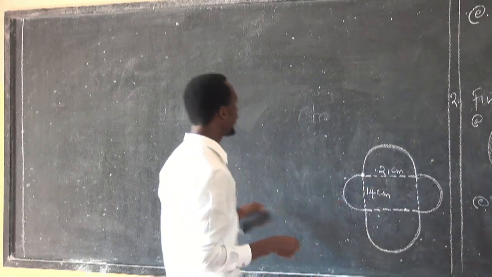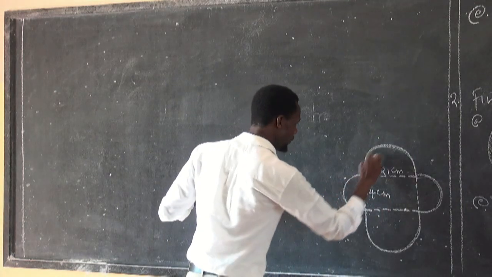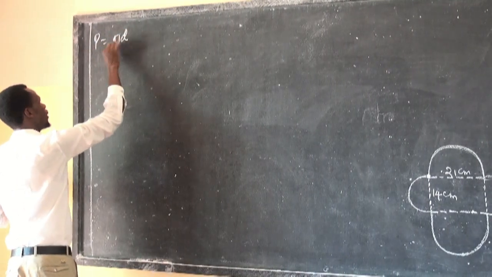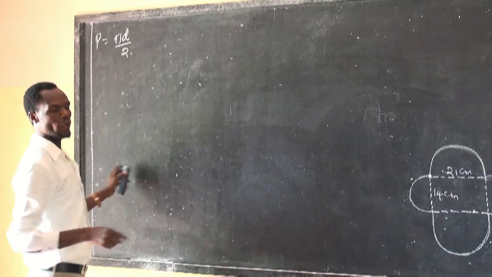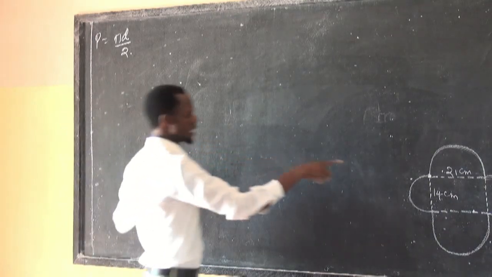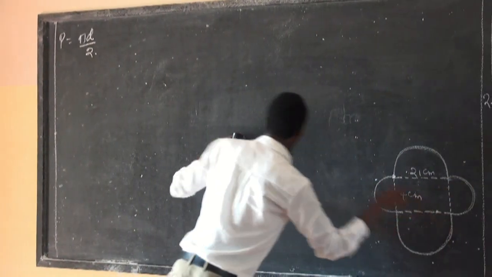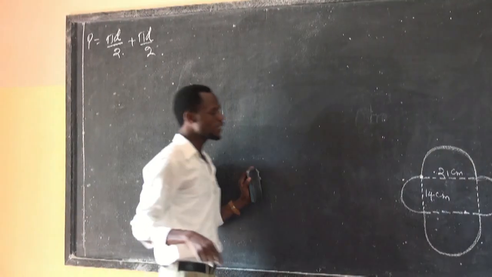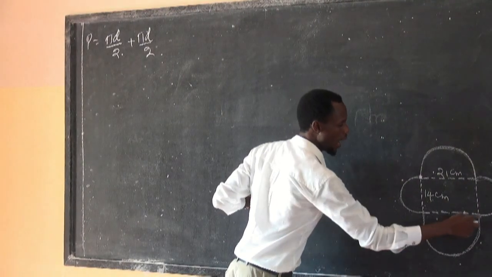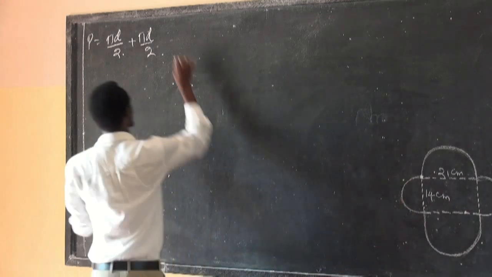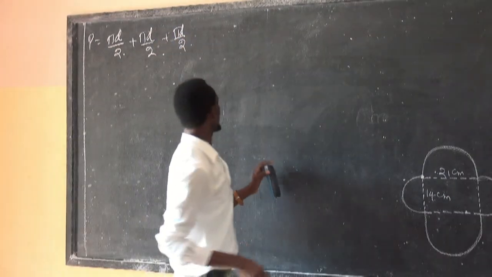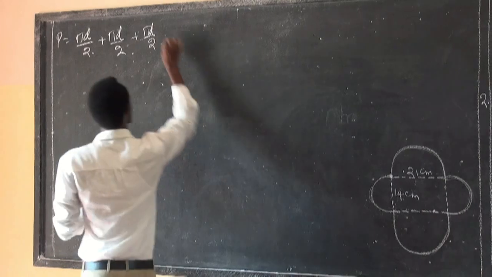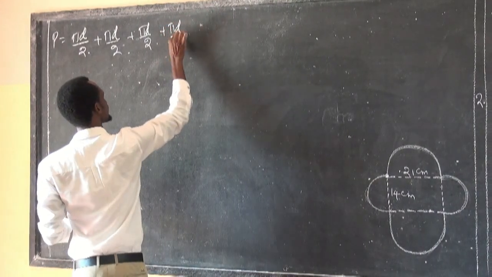So in short now, we have the perimeter of the first semicircle. Perimeter is equal now to pi d over 2. The first one. The second is right here, again pi d over 2. The third one is right here, again pi d over 2. And the fourth, which is the last one, is right here. Again, it is pi d over 2.